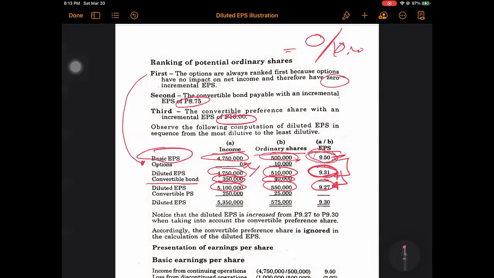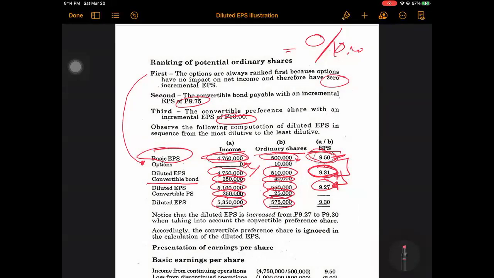Okay, last. Third na to nga rank, we have the convertible preference share. So sa convertible preference share, di ba, we need to add back the 250 preference dividend, because our base amount is the basic earnings per share computation nga net income. So gi-add na ang 250, also ma-convert siya into 25 shares. Therefore, your adjusted income is 5,350, your adjusted outstanding shares is 575, then your earnings per share is equal to 9.30, or diluted earnings per share 9.30.